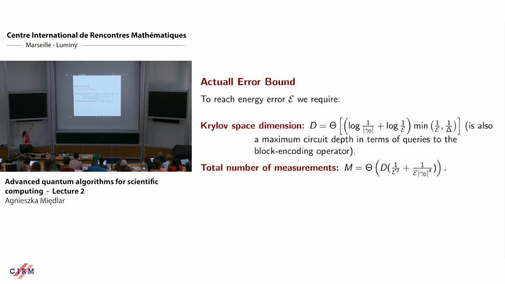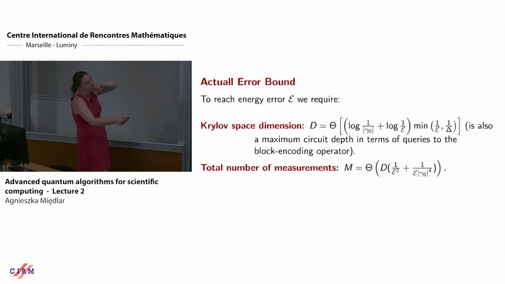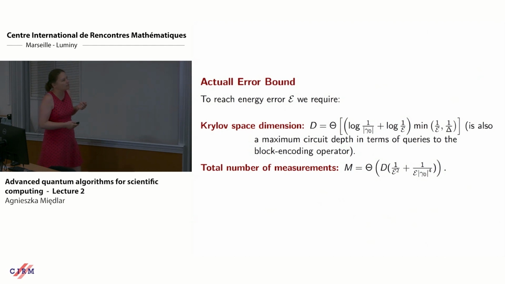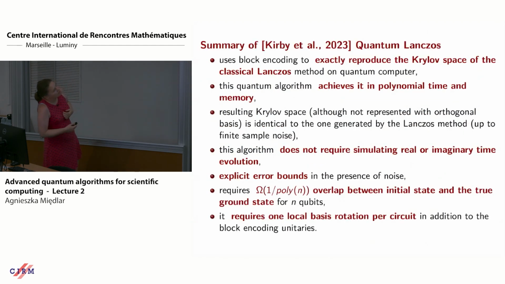And this is my last slide. The Krylov space dimension depends on these properties: you have the gap here and the accuracy. And the total number of measurements depends on the same, the size of the Krylov subspace and the parameters. Again, the gap plays a role, and the energy error. So the better the approximation, the more you have to pay. As easy as that. This is the summary of what I have told you.